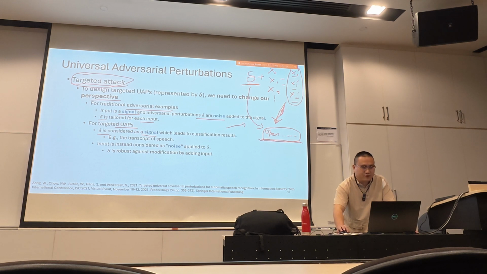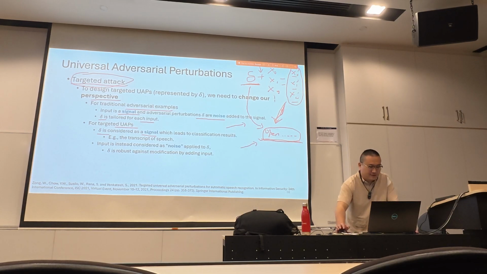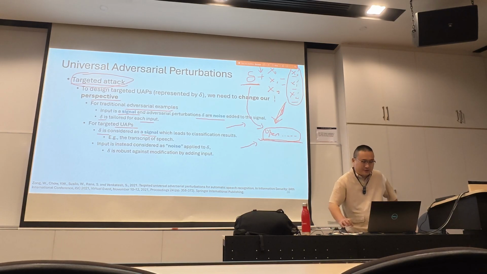So if we give the UAP to the model, it will say, oh, this is "open the garage." And the UAP is robust to modification by other audio. Given the UAP, even if we add, for example, another clean audio like "good morning" to the UAP, the result can still be transcribed as "open the garage." So when we generate targeted attacks, we need to change our view to understand the UAPs.